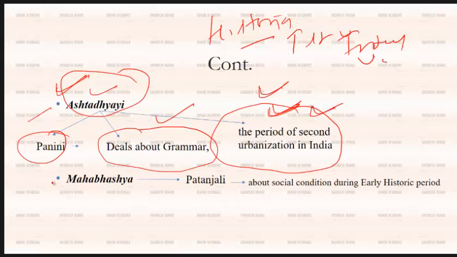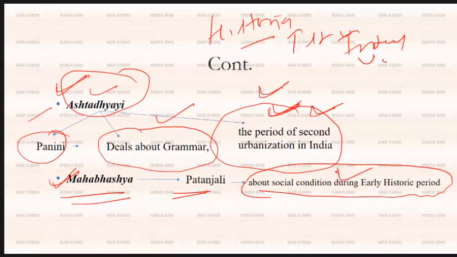The next book is the Mahabhasya, written by Patanjali. In this book, information is given about the social conditions during the early historic period. So this is another important scientific book from where anybody can get information regarding the history of ancient India.